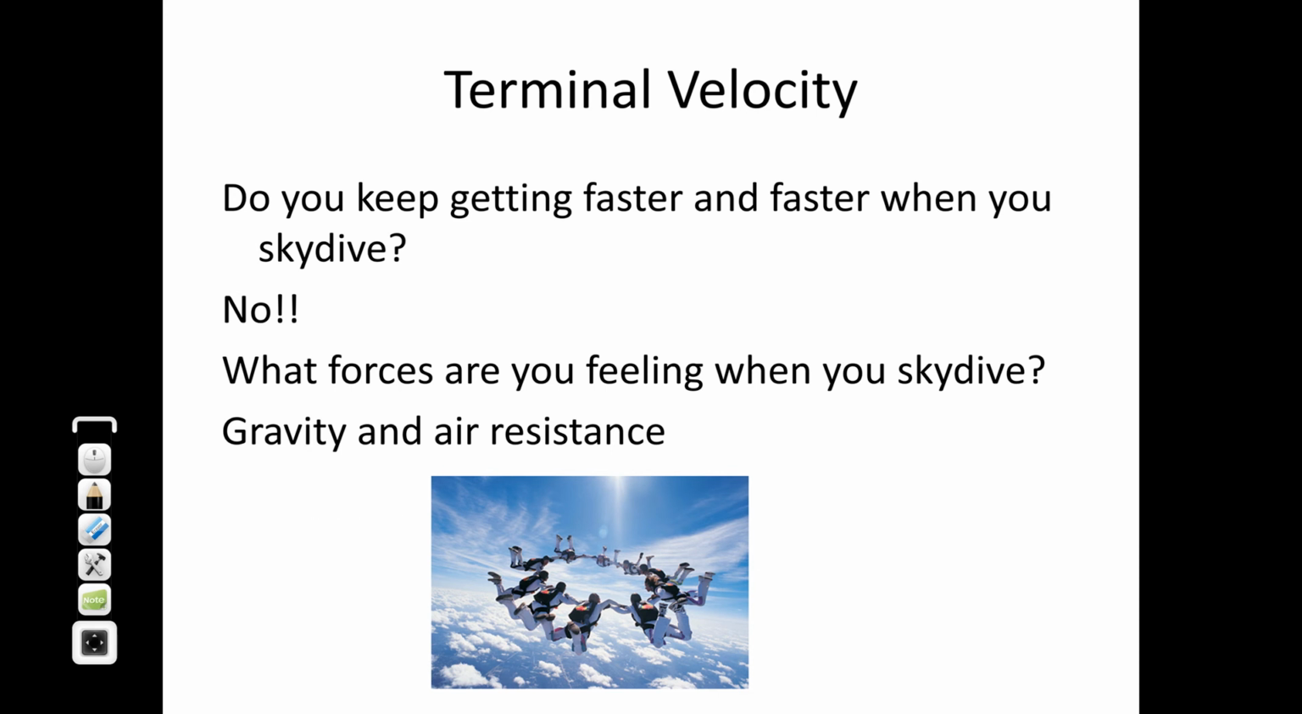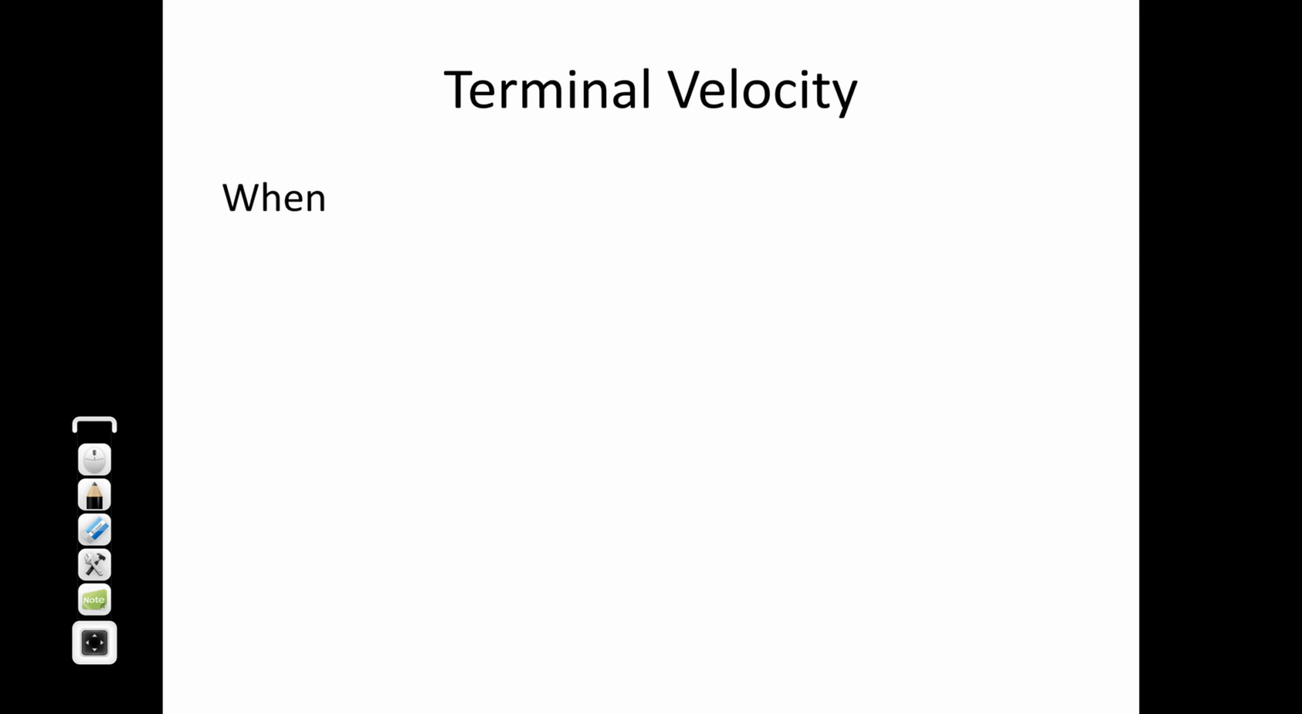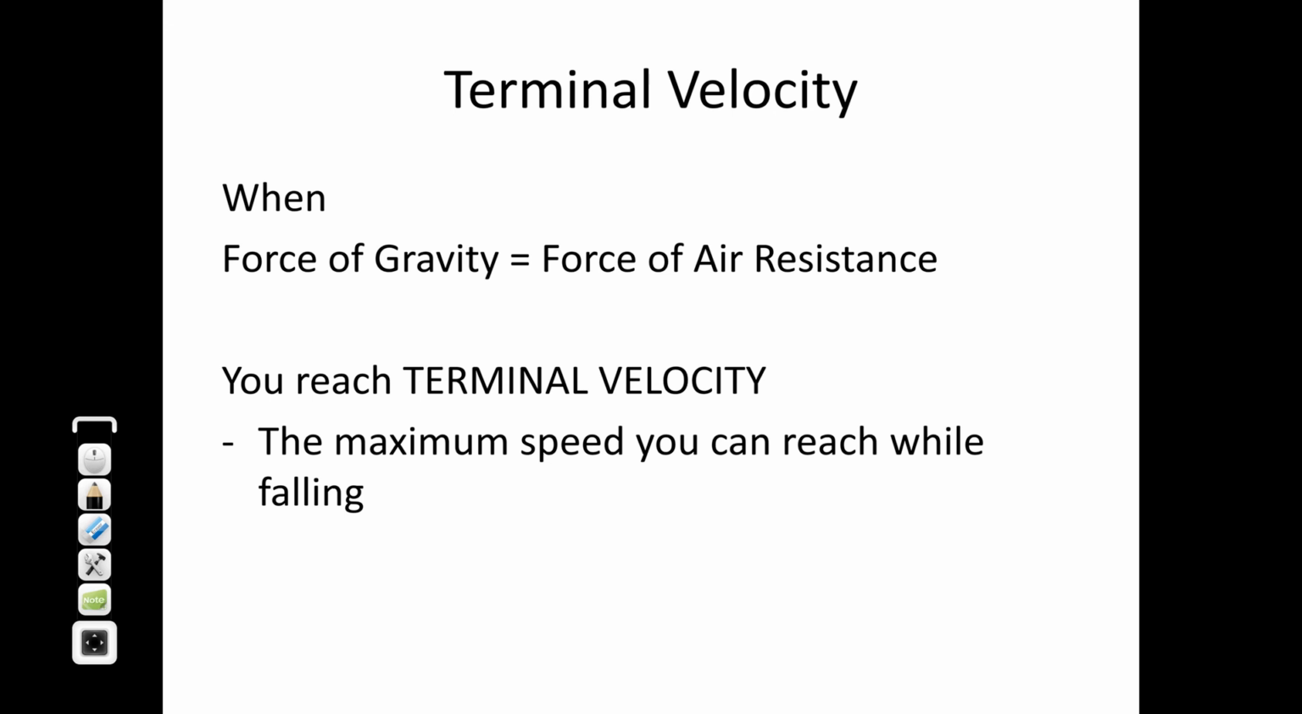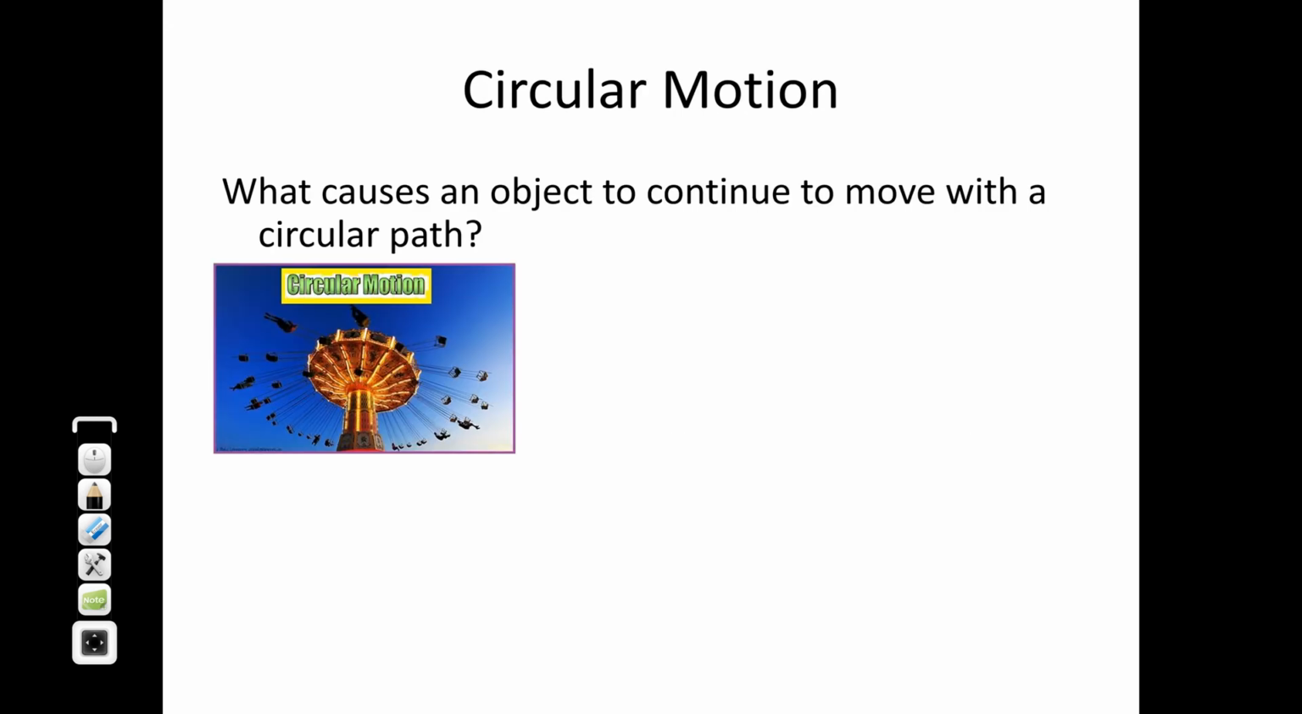So terminal velocity occurs when both of these things are equal. When the force of gravity equals the force of air resistance, you reach terminal velocity. This is the maximum speed you reach while falling. You fall at a constant speed. That's the big thing. This is kind of a goofy one. I usually have physics students that struggle with this a little bit, where this is a balanced force situation. So you're moving at a constant speed, a very high constant speed.